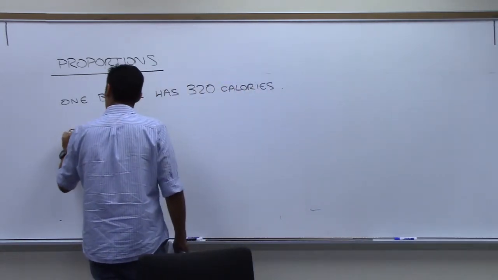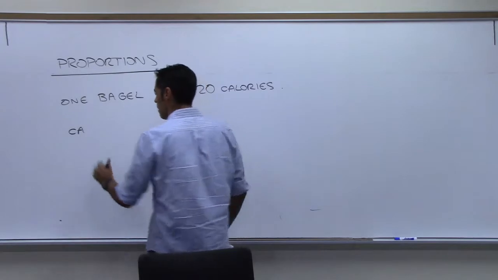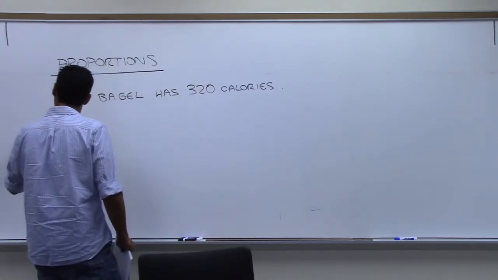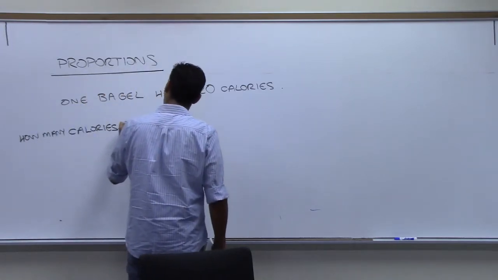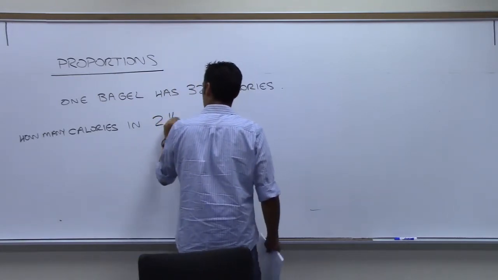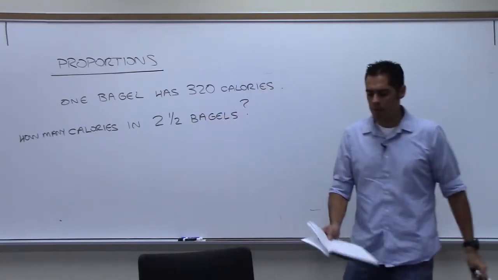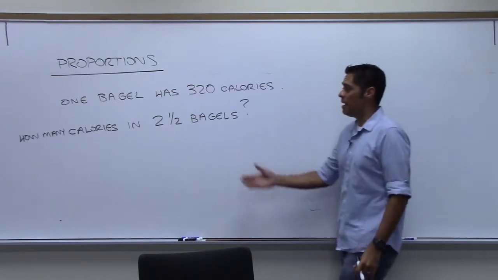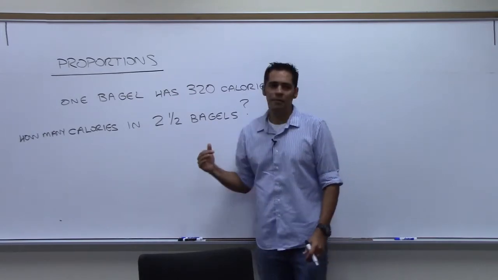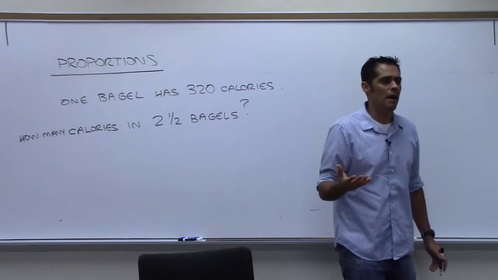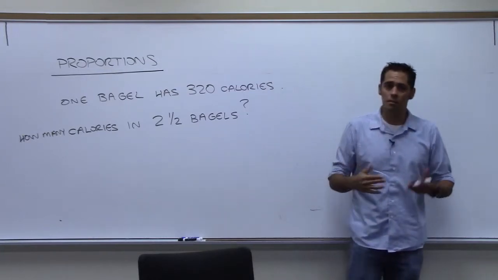So the question is, how many calories? Now, this problem would be, I think, really easy if it said how many calories are in 2 bagels, right? Because then you would just double that, wouldn't you? 2.5, you may say, well, I'll just multiply it by 2.5 instead of multiplying it by 2 for doubling. And yeah, you could probably get away doing that for a while until the problems become a little more complicated.